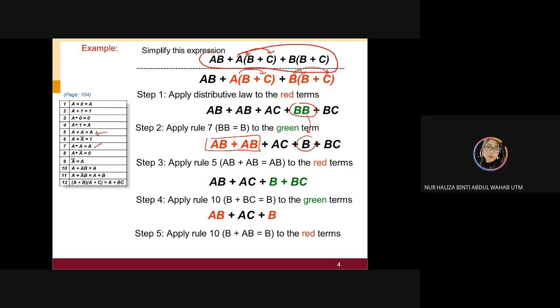Rule number 5, you're going to get this term. And from here, you can use other rules. But in this example, it gives you rule number 10. You can see rule number 10 here, A plus AB equal to A. A plus AB equal to A. Where is A? Where is AB? So this is A, this is A and B.